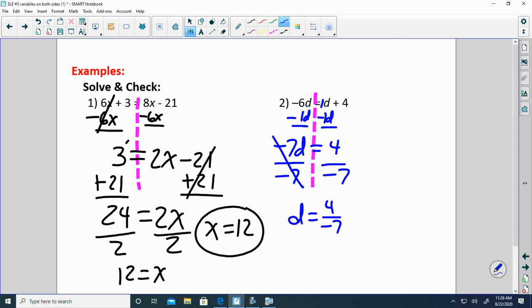Now I know that I could have written that this way. I could have written it this way. Or I could have written it this way.